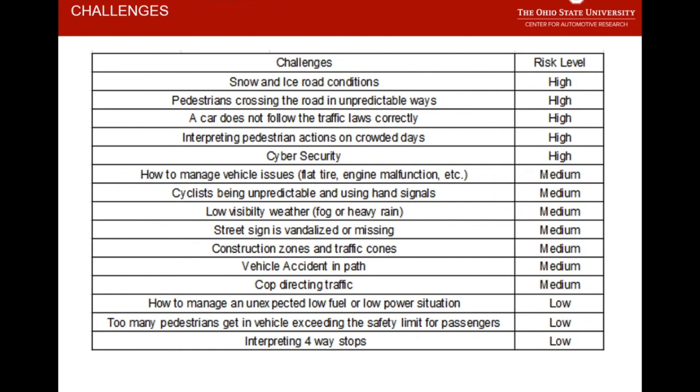Pedestrians crossing the road in unpredicted ways is a high risk due to the risk to the pedestrian. If they get hit by an autonomous vehicle, it would cause a lot of problems, as well as it could cause the pedestrian to lose their life. There are some others as well, medium level ones being like street signs vandalized or missing. It would be a medium risk if the vehicle didn't realize there was a stop sign, but as long as the vehicle knows the route, since it's preset, it should still come to a stop at signs even if there is no sign there.